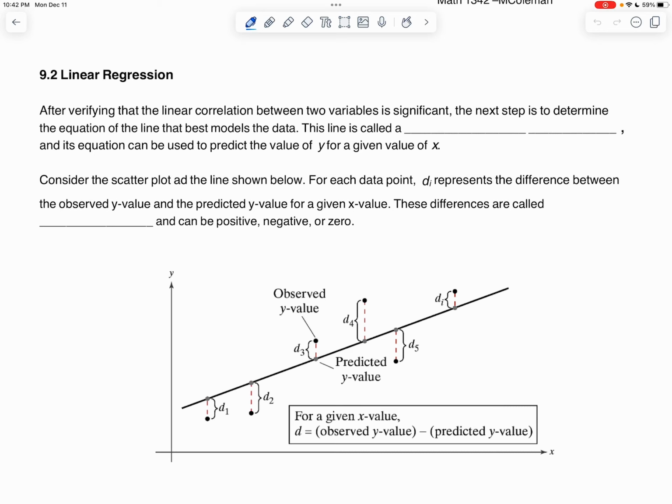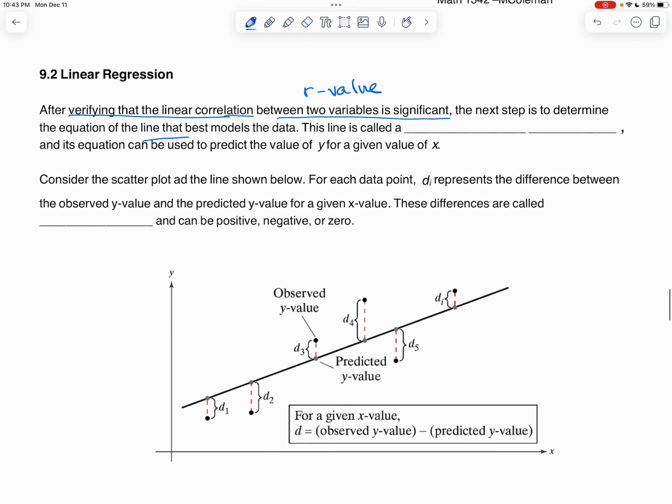Okay. So after verifying, that's what we did in section 9.1, that a linear correlation between the two variables is significant, remember, that was the R value, the next step is to determine the equation of the line that best fits the model. We talked about this just briefly, but we didn't go into a whole lot of detail. Now we're really going to talk about it. The line that we discovered last time is called the regression line. Sometimes the line of best fit.